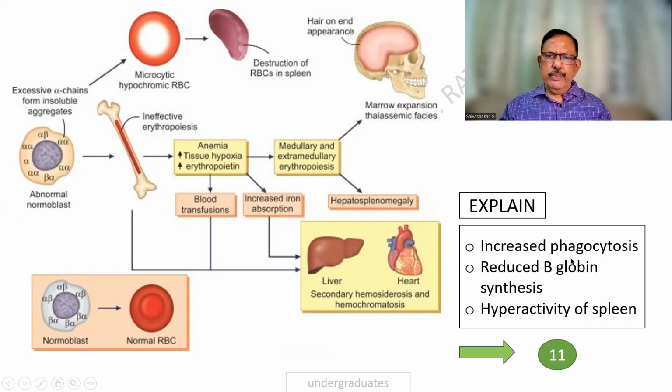What you people will have to explain will be increased phagocytosis, decreased beta globin synthesis, and hyperactivity of the spleen.